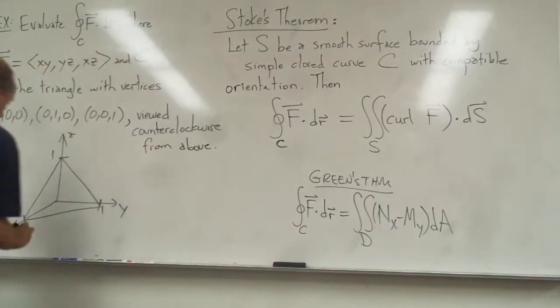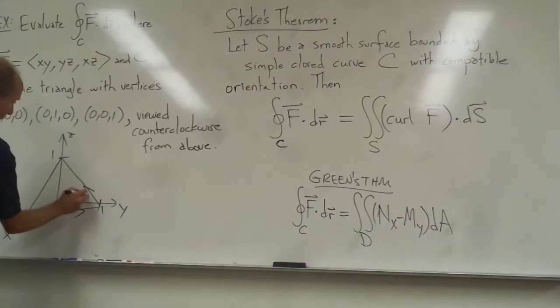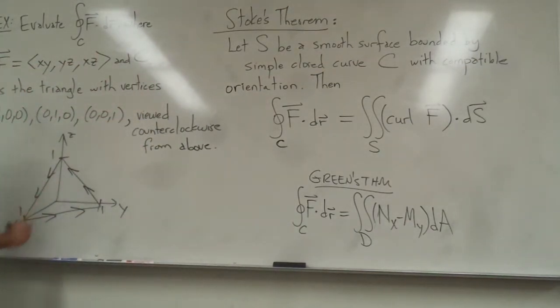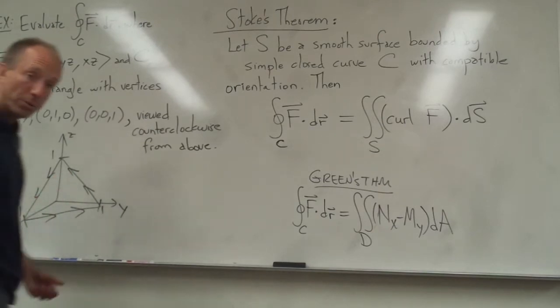So the counterclockwise direction would be like this, okay? If you go up onto the plus z axis and you stare down at this picture, this would be the direction of the arrows.